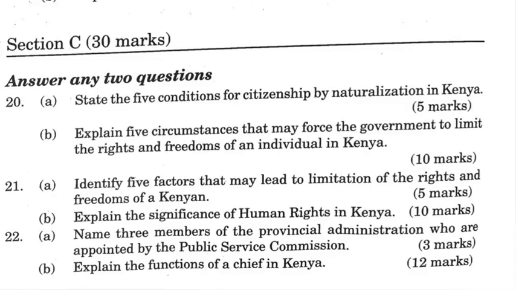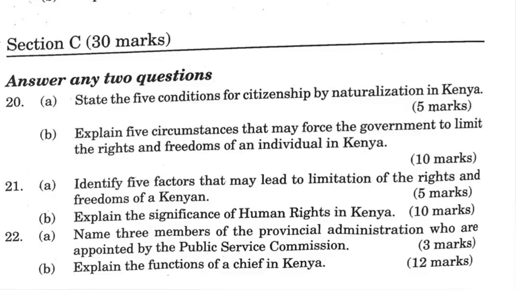3. If one is a threat to the security of the country, he or she may be arrested. 4. Mental illness and other infectious diseases, for example, Ebola. Such people may be detained in health facilities for treatment. 5. Incitement of people against the government may lead to limitation of the freedom of speech or expression.